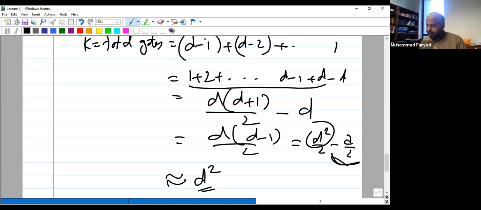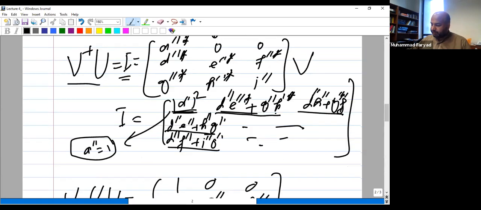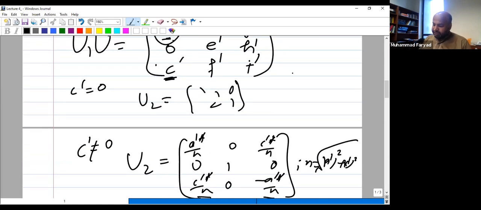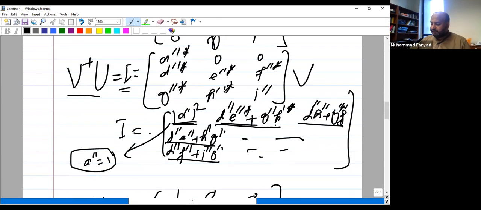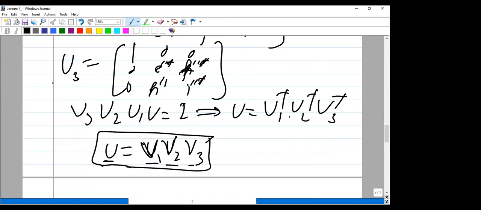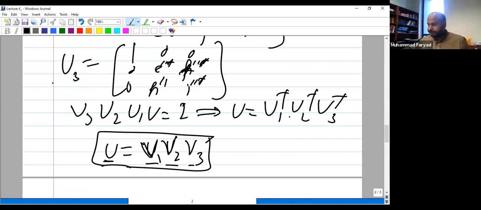So the first question was why there is an inequality. This is the maximum number of gates, because sometimes it can happen that you can already have some zeros at some places, and we don't need a unitary for that. For example, if the C prime is already 0, it means U2 is an identity, so U2 is not needed. So this is the maximum number of gates that we need in order to reduce to 2-level unitaries. In general, the number of gates would be either equal to this or less than this. Okay?